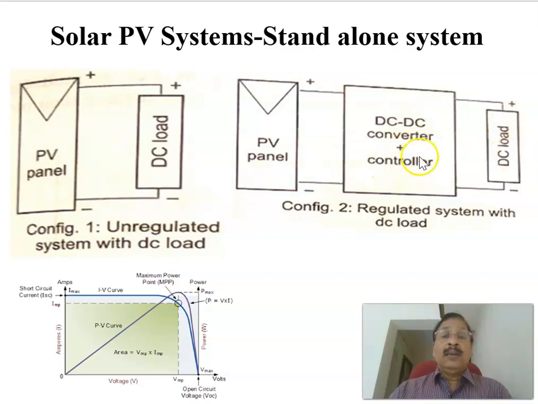Of course, there's a maximum power point tracking system also, so that in a PV curve, it can track the maximum power it can extract. Maximum power can be extracted, and that can be given to the DC load. Therefore, this is a regulated system with a DC load.